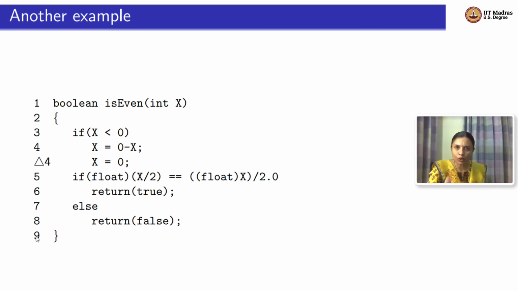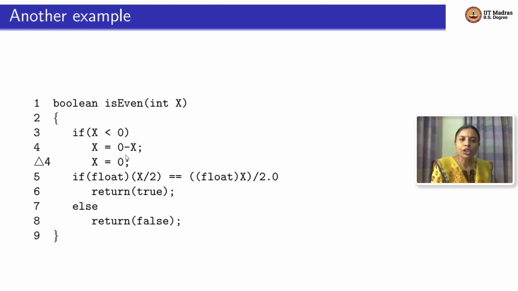So this one code has the original program and the mutant. The original program has statement 4, which is x equals 0 minus x. The mutant, instead of statement 4, x equals 0 minus x, has x equals 0.